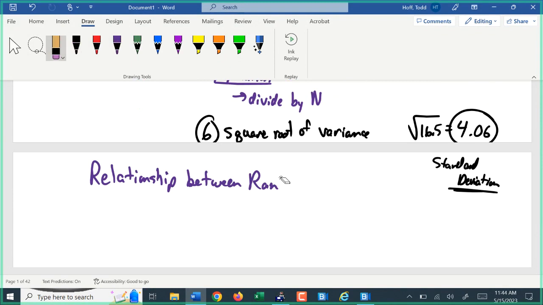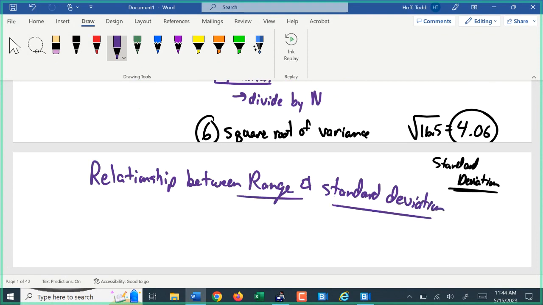I keep writing my range with a D, I don't know why. And it's pretty simple. Both of them describe the spread of a number, or a set of numbers.